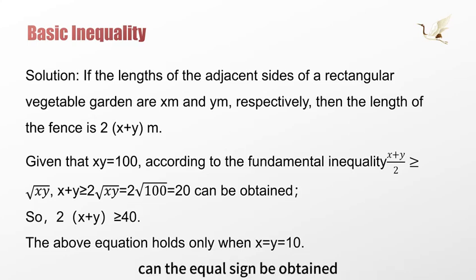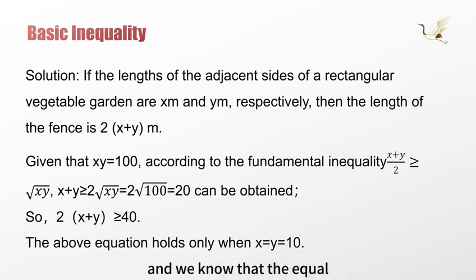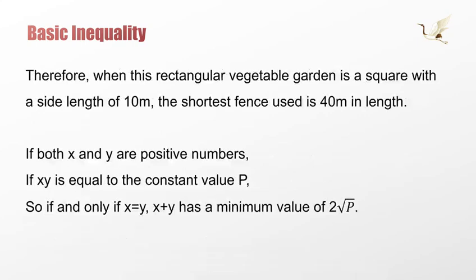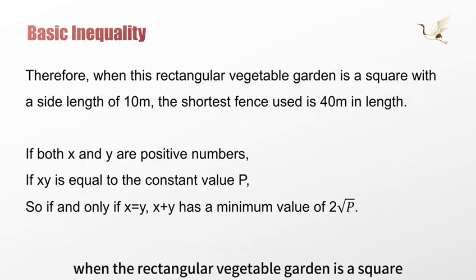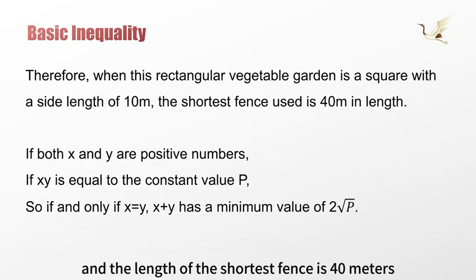Can the equal sign be obtained? We can look at the conditions for using basic inequalities, and we know that the equal sign holds only when x equals y. Because x multiplied by y equals 100, and both x and y are positive numbers, if and only if x equals y equals 10, the equal sign holds, and at this point, the minimum value of 2 times (x plus y) is 40. Thus, we can conclude that when the rectangular vegetable garden is a square with a side length of 10 meters, the shortest fence is used, and the length of the shortest fence is 40 meters.